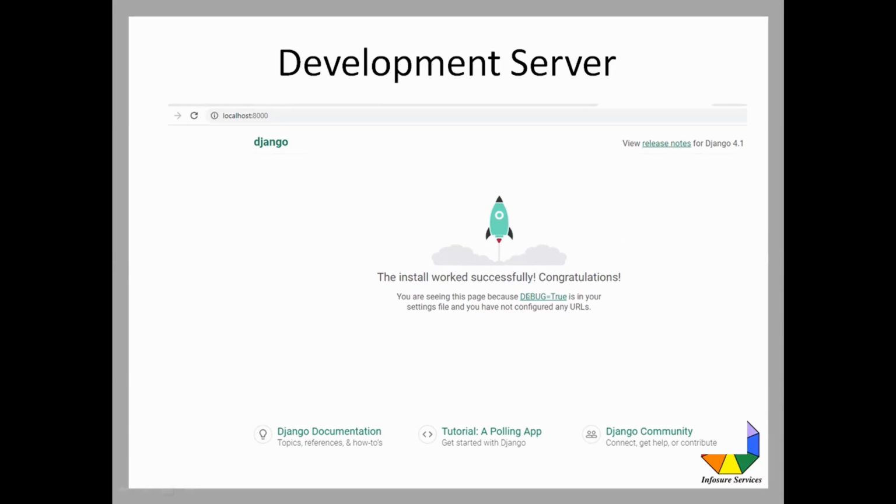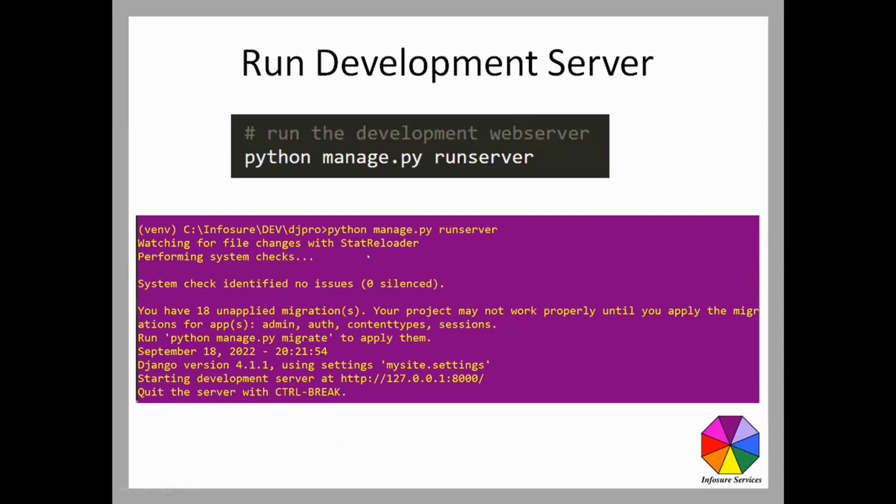So this is the default development server running. You see some migrations unapplied. This might come, but you can ignore that message. And the state reloader is the way it loads all the packages.